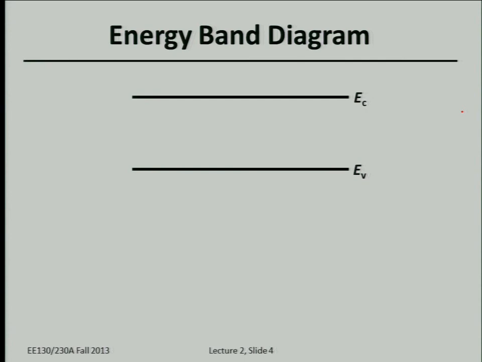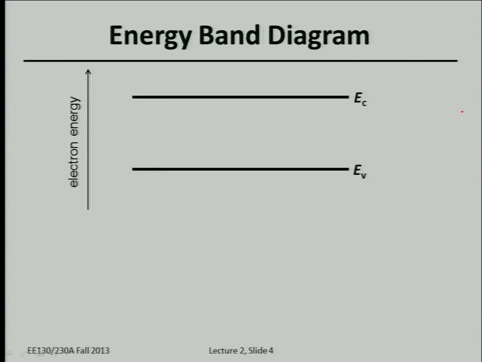We don't really want to draw bands; it's too cumbersome to draw. The only thing that's really important is the edge of the valence and conduction bands. So we only need to keep track of the upper edge, the highest energy level in the valence band, and the lowest energy level in the conduction band. So that's basically an energy band diagram, which plots electron energy.